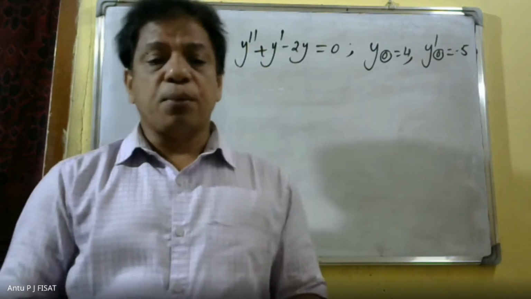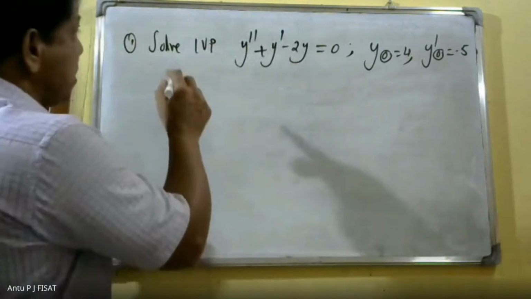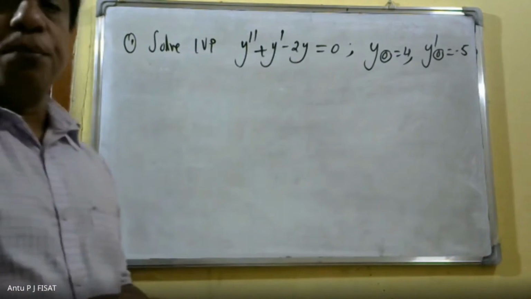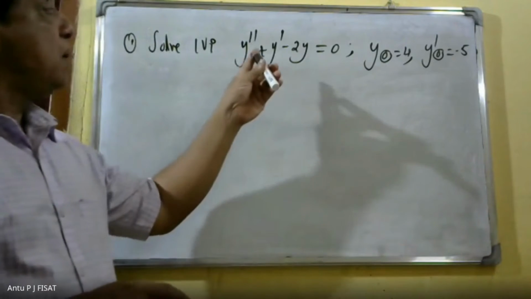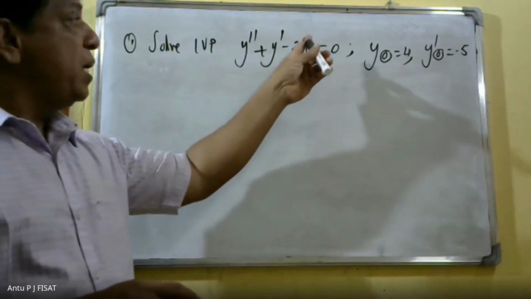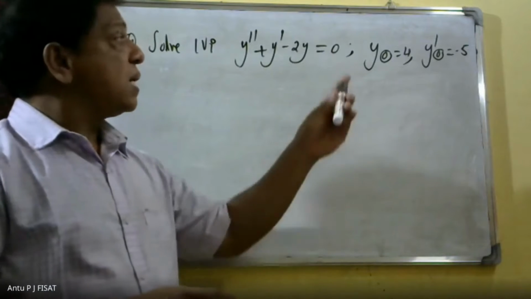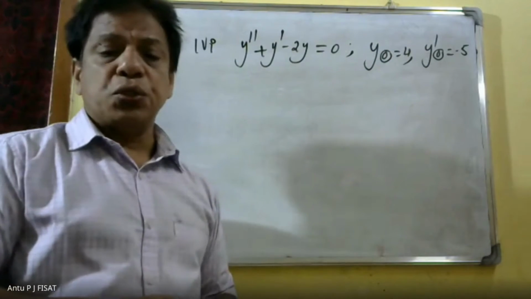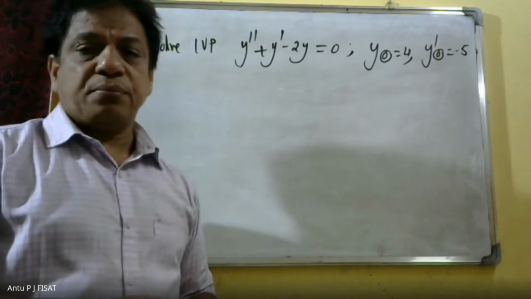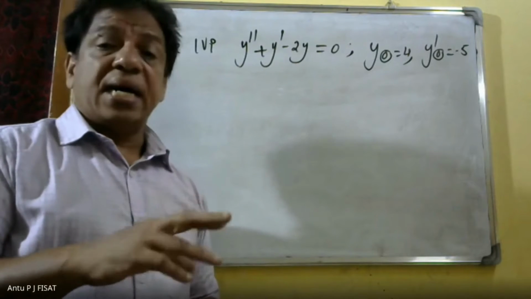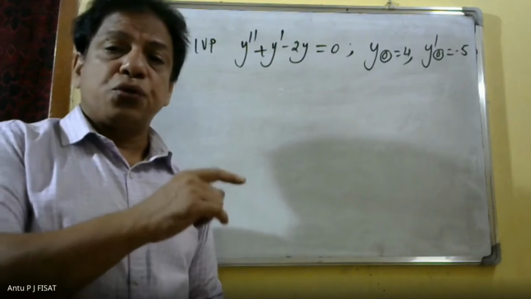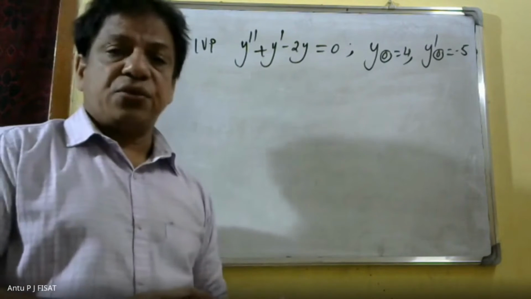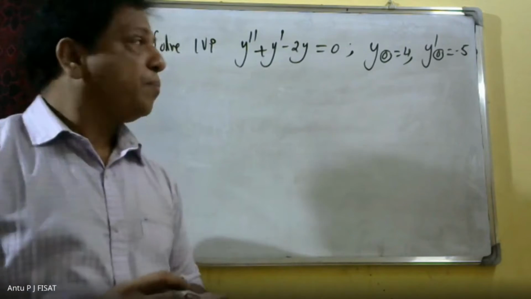We can take one problem. The first problem is: solve the initial value problem, IVP, y double dash plus y dash minus 2y equal to 0. The initial conditions are given: y(0) is equal to 4, y dash (0) is equal to minus 5. We can use another technique to find the solution of these equations. We have to find out the value of y.